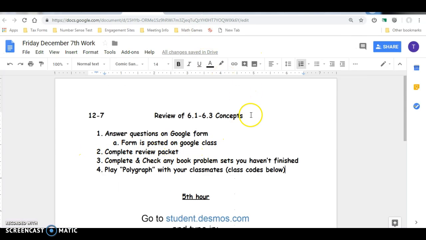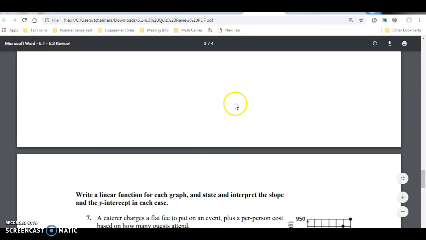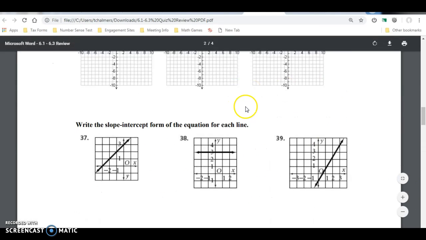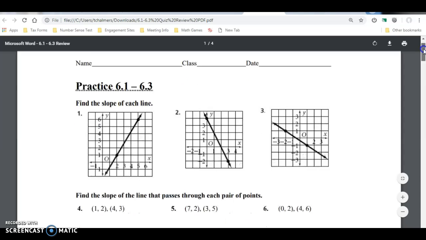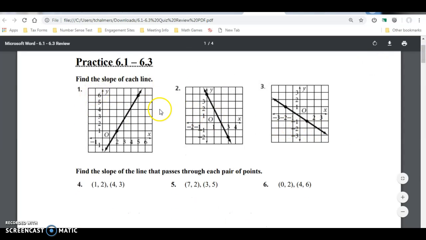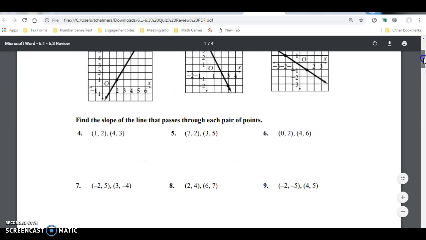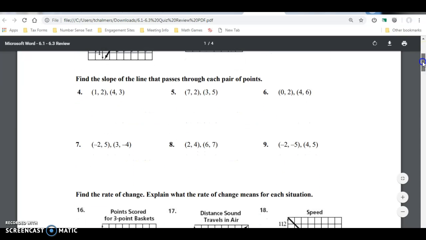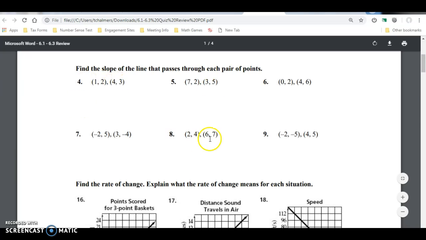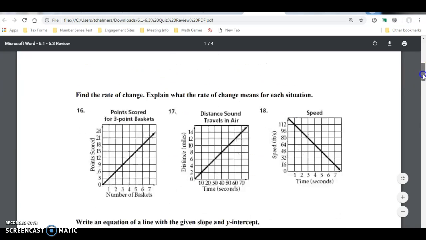Second thing is complete the review packet. Review packet should come out from Mr. Thornell, and it looks like this. For these, you're just writing the slope for those lines, and again, you can do rise over run. You can do y2 minus y1 over x2 minus x1. Use that specifically for these ordered pairs.